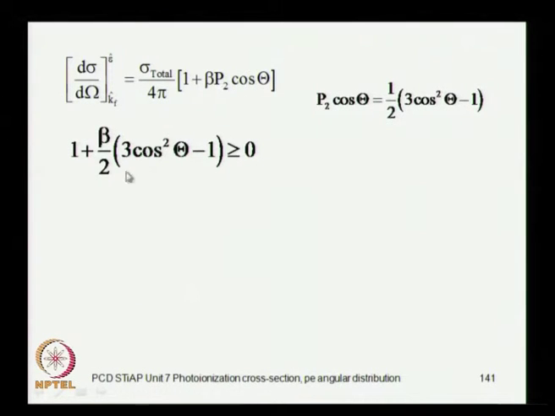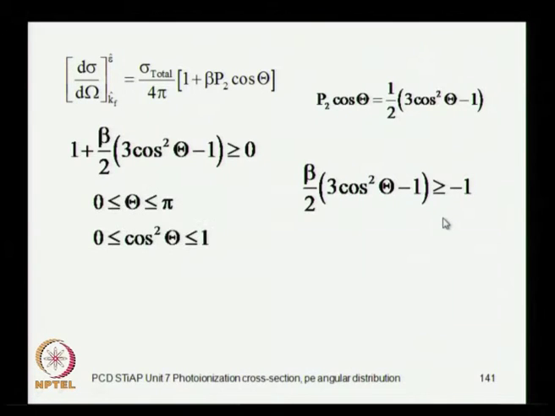So it is a positive quantity, it has to be greater than or equal to 0. Therefore 1 plus beta times P2 cos theta must be greater than or equal to 0, and that automatically generates some limits on beta. What are those limits? Because this beta over 2 times this must be greater than or equal to minus 1, and theta can only take values between 0 and pi, corresponding to which cos square theta can take values only between 0 and 1.